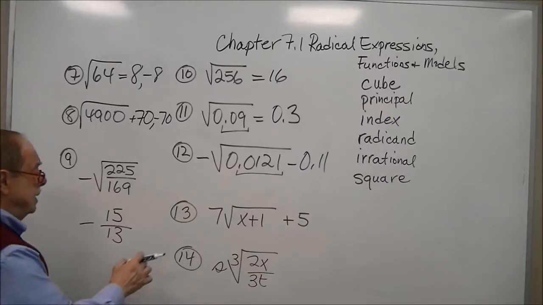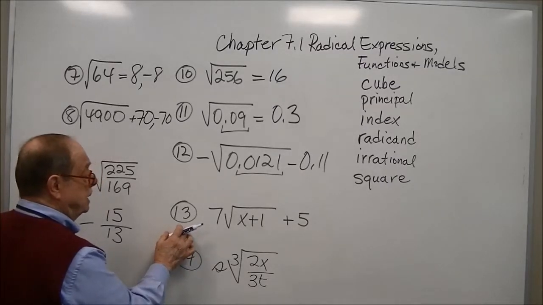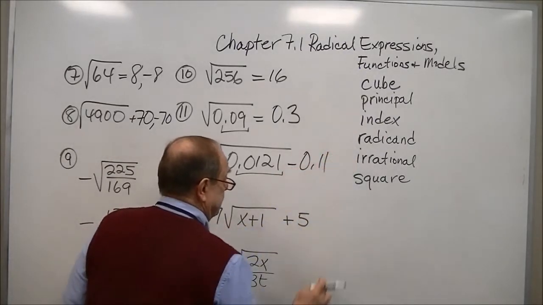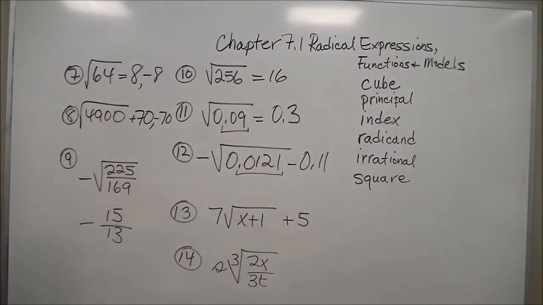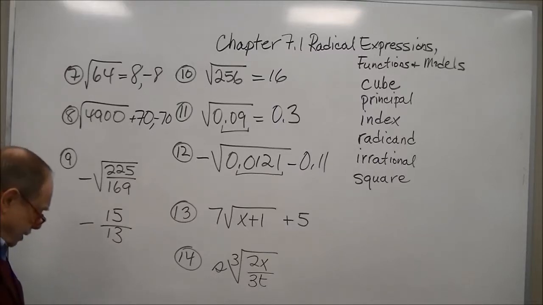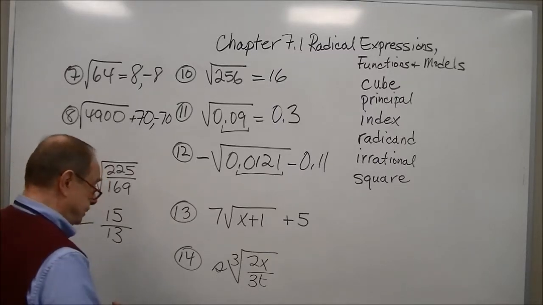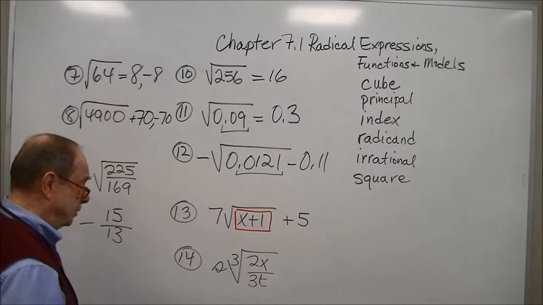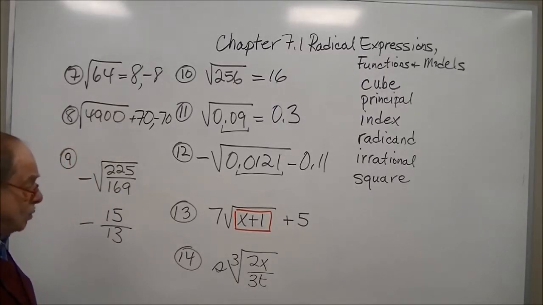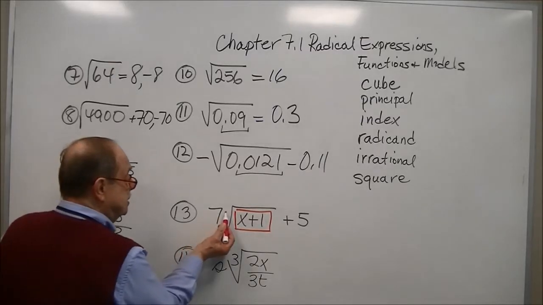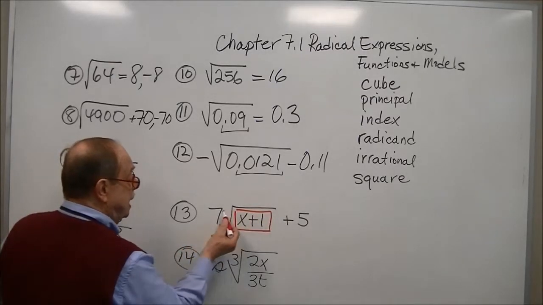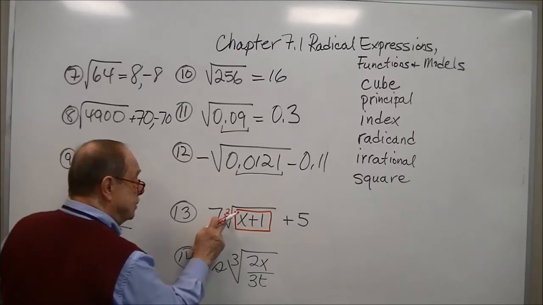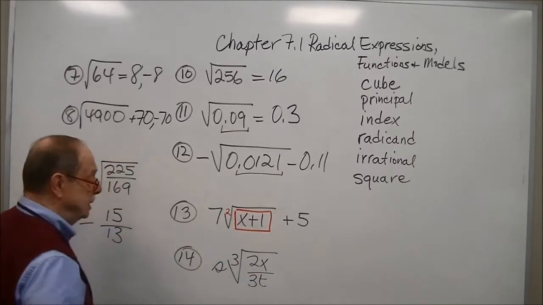Now in number 13, they're asking us to define what is the radicand. Now by definition, the radicand is what is underneath the radical sign. So I'll just put a red box around the radicand. And they're also asking what is the index, or as I refer to it, the index number. Well, the index number is the number that's in this little notch on the radical sign. And when there is no number there, the index number is 2.